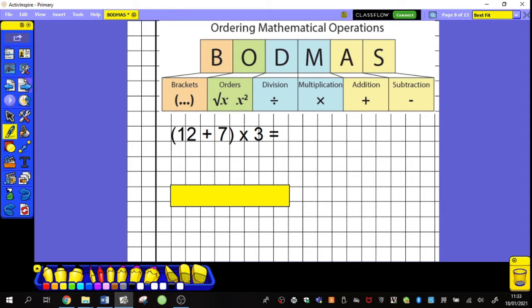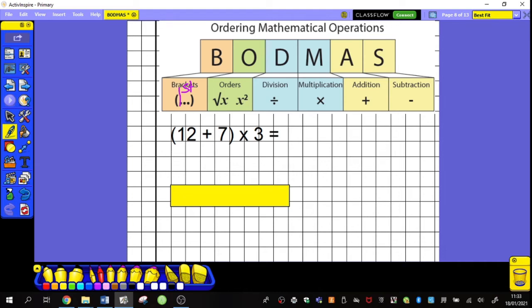So first thing I notice in my calculation, 12 plus 7 times 3, is that I have more than one operation to do. One, two, and I notice I can see my brackets in there as well. So I'm going to look at BODMAS and I'm going to start from the beginning. B, brackets, do I have any brackets? Yes, I do. So they're going to be the first thing I do. So inside the brackets is 12 plus 7.